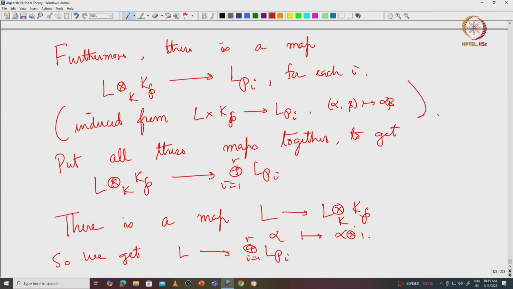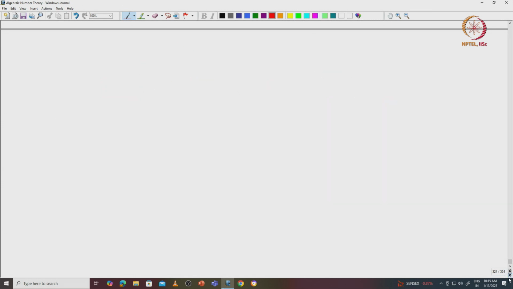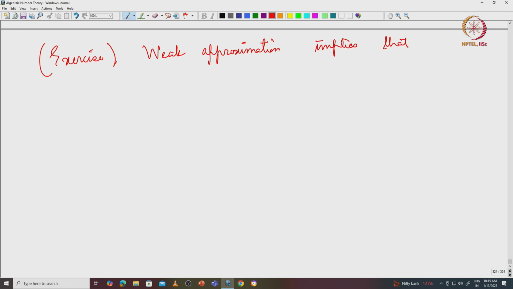Okay. And now, here is maybe an exercise if it is not apparent to you. Weak approximation implies that the image of L in the direct sum of L_{p_i}, i from 1 to r, is dense.